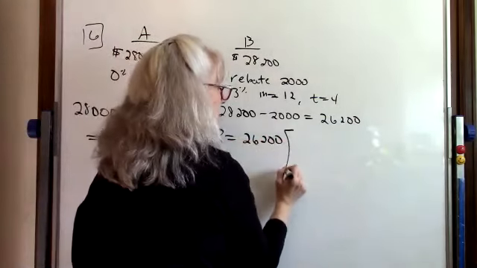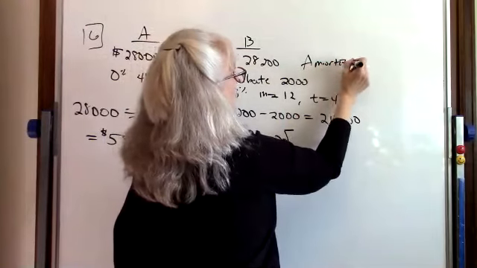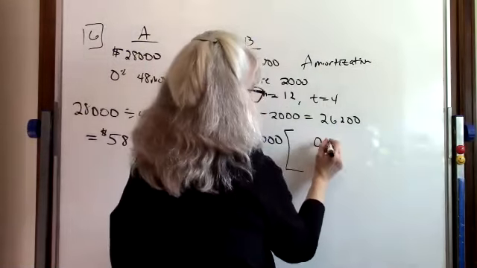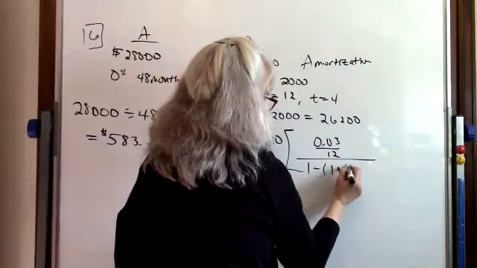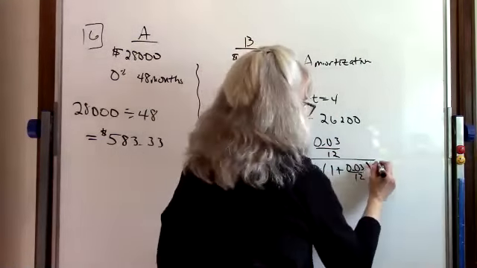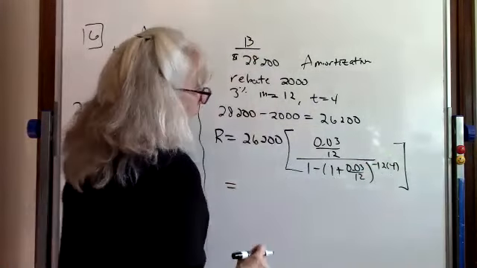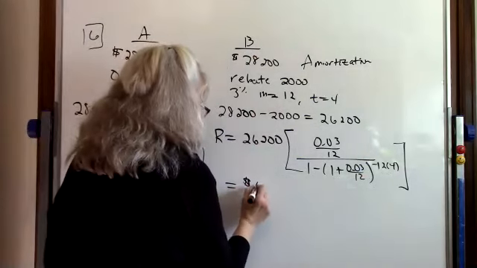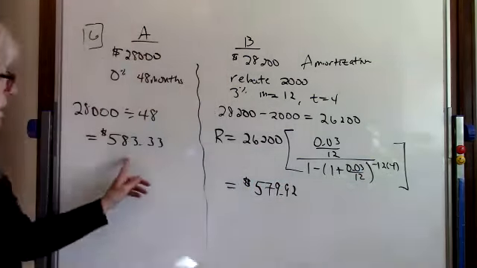Okay, so R is equal to that $26,200, using the amortization formula. Again, I didn't write that down. Amortization. So we're going to have our 0.03 divided by 12 all over 1 minus 1 plus 0.03 divided by 12 to the negative 12 times 4. Okay. And if you walk that one through your calculator, you should end up with a monthly payment of $579.92.